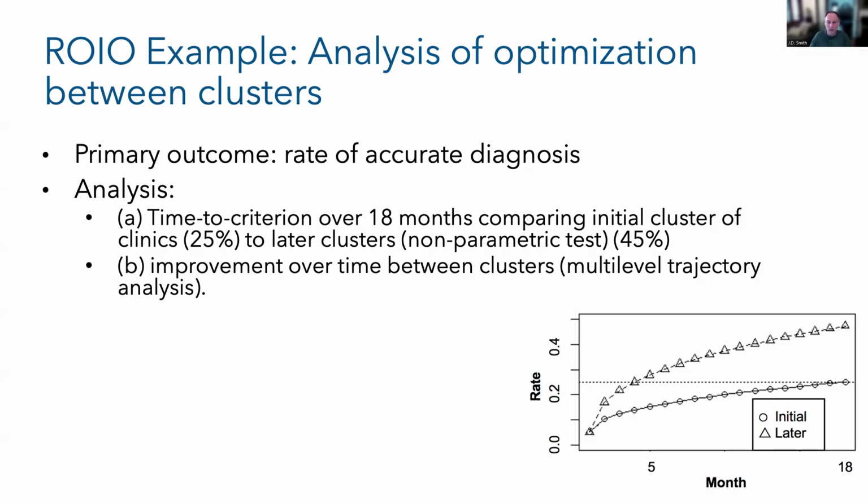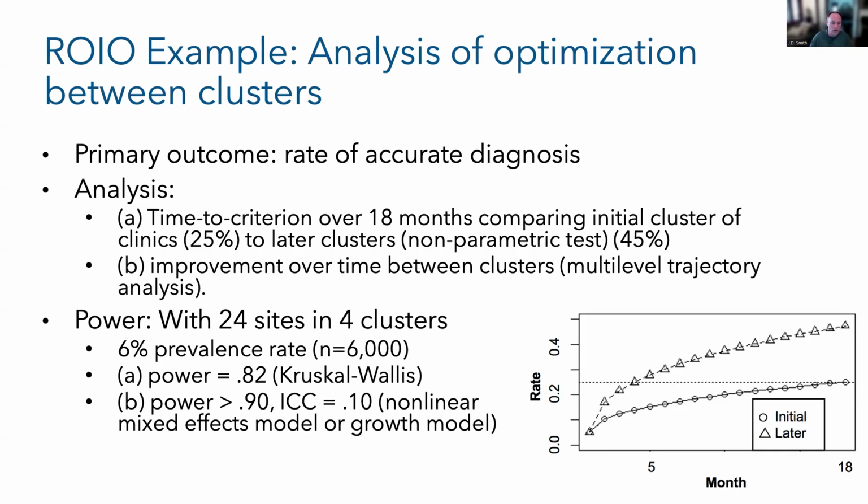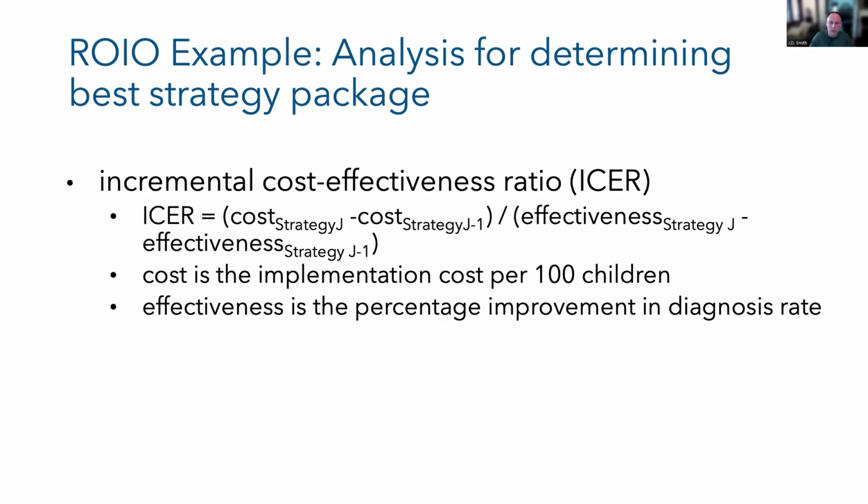that's a Kruskal-Wallis test. The more common way that we would do it is a multi-level trajectory analysis, where you're basically asking the question of, did we improve over time between each cluster? And so you'd have like four actual curves and a test of whether or not the curve itself was significantly better than the other curves. Power, not that important for this, but yeah.